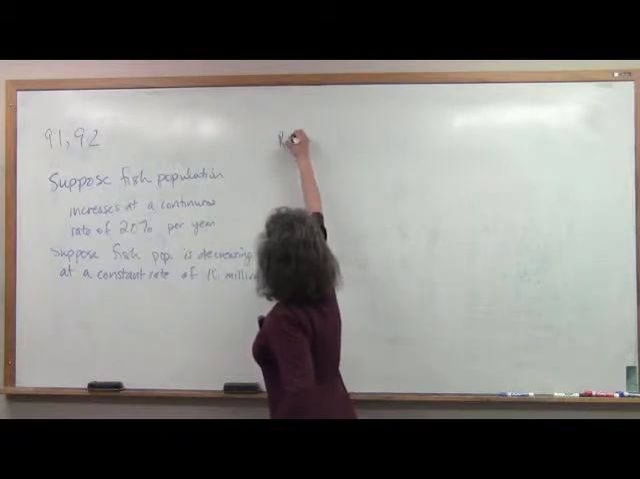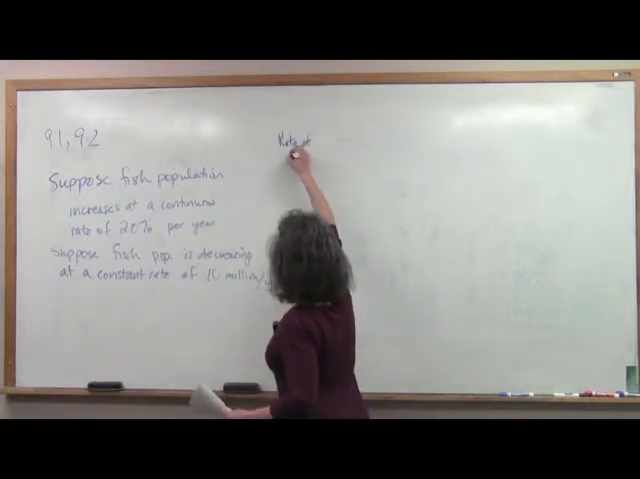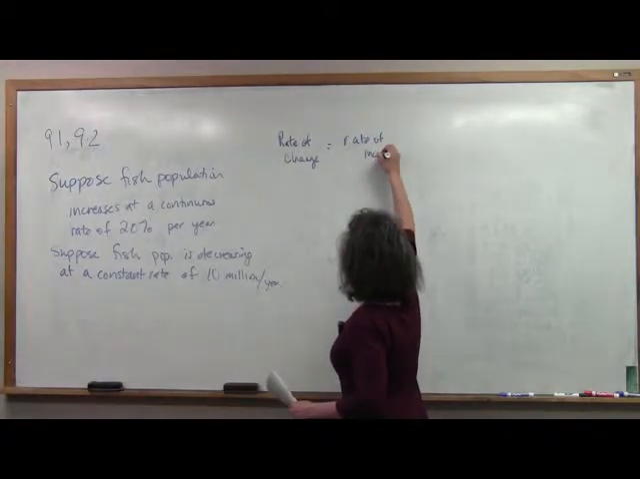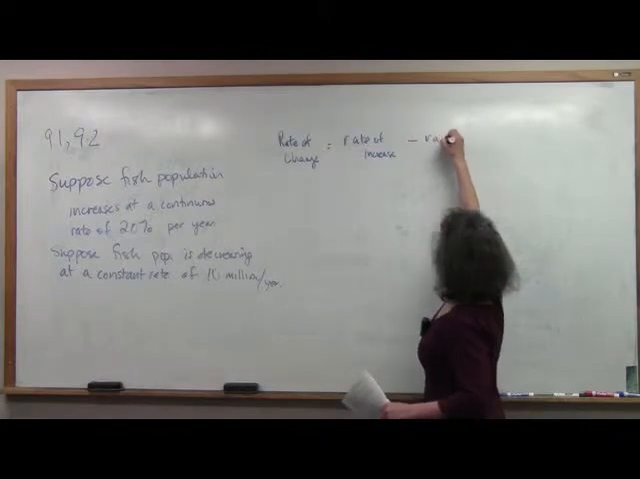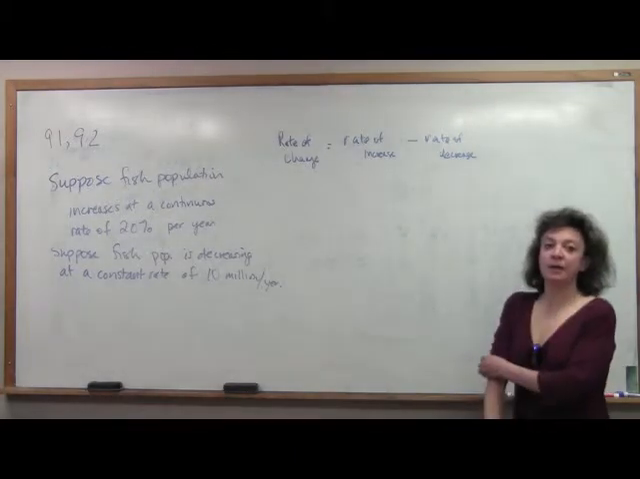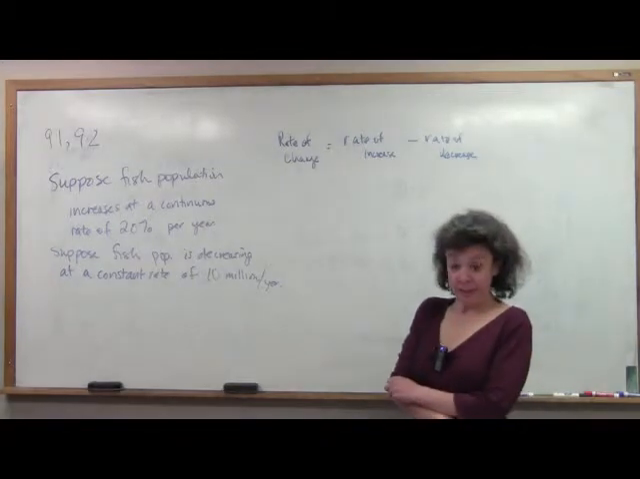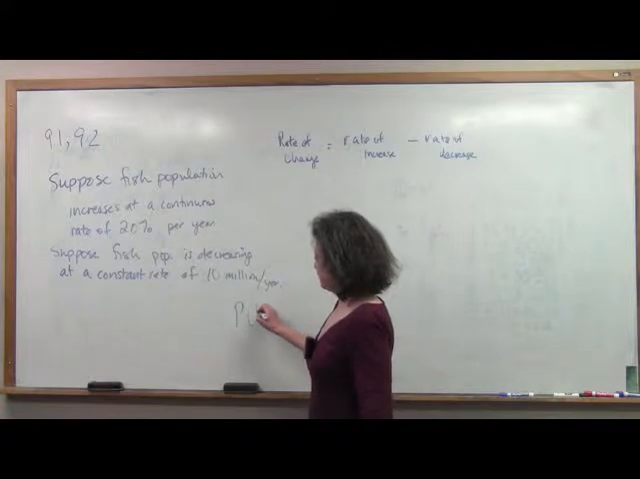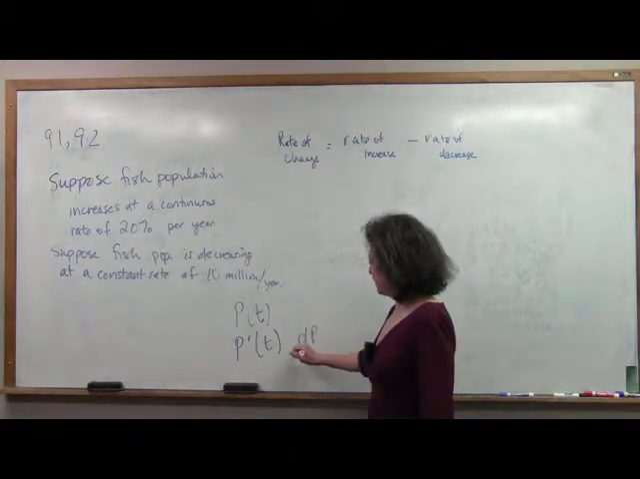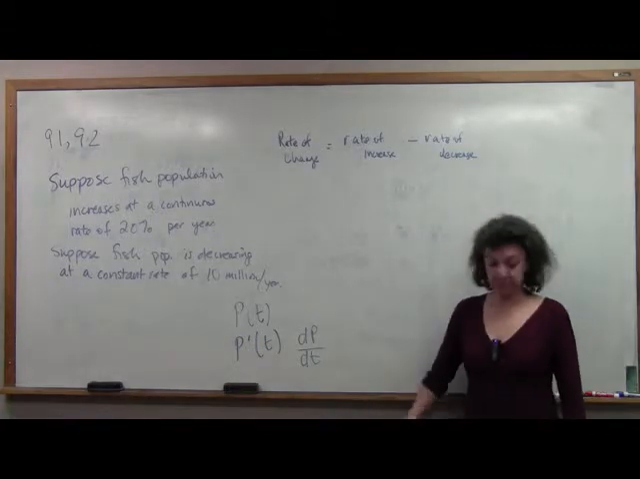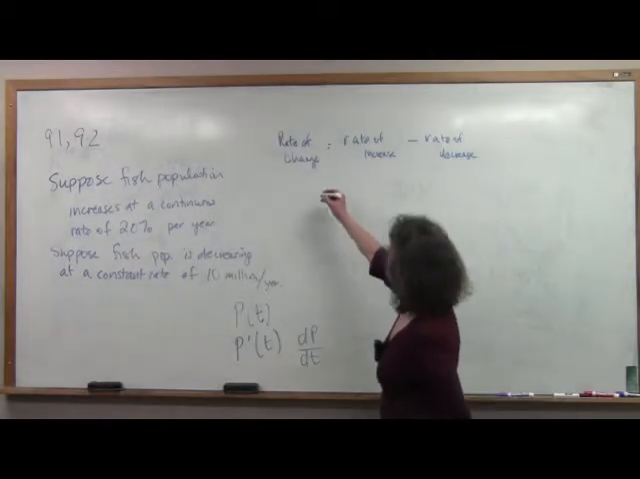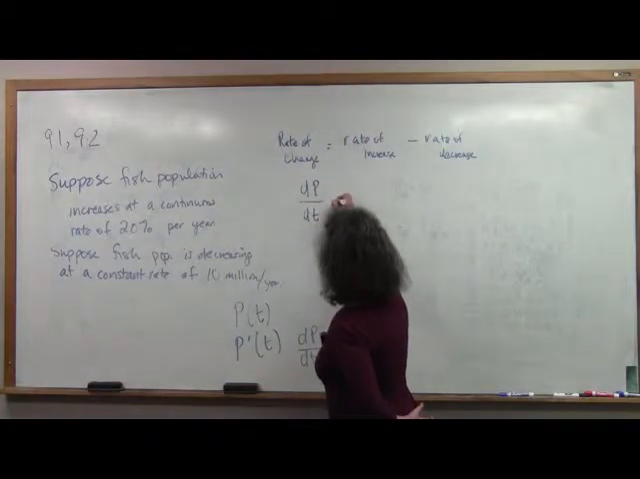Well, I claim we can start by saying that the rate of change of our fish population is going to be the rate of increase due to breeding minus the rate of decrease due to harvesting. Now, what are we going to call the rate of change of fish population? Again, I could say my population is a function of time. We've seen the notation P prime of t, but recall another notation that we use. The Leibniz notation is, we can say that's equivalent to dP/dt. Be ready to see either one of those. So the rate of change of our fish population is dP/dt.